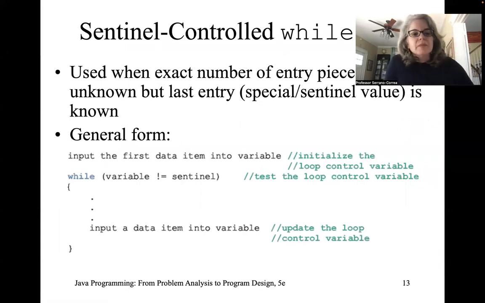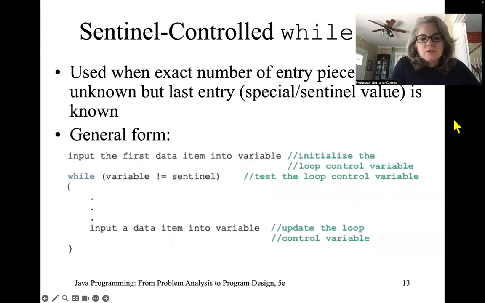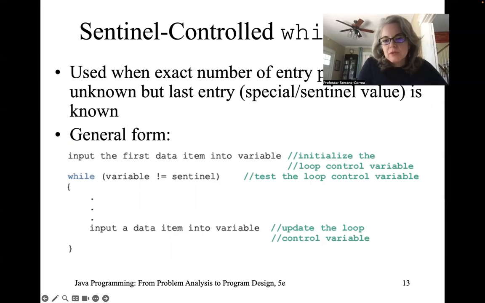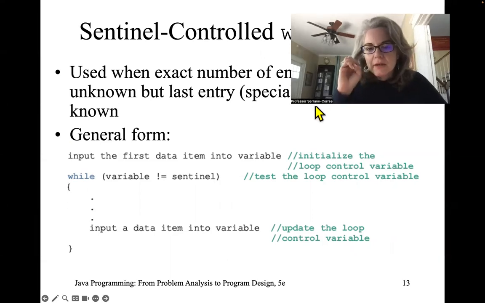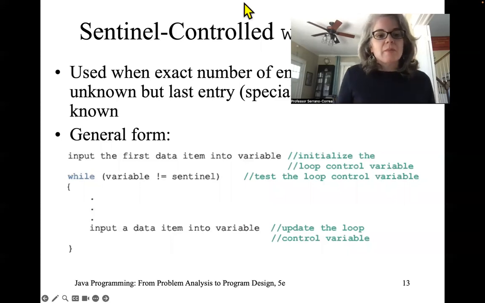Okay, so this loop is used when the exact number of entries is unknown, but the last entry is a special value. So for example, if you ask the user to enter a number, and you tell them to enter a negative number if you want to make the loop stop.